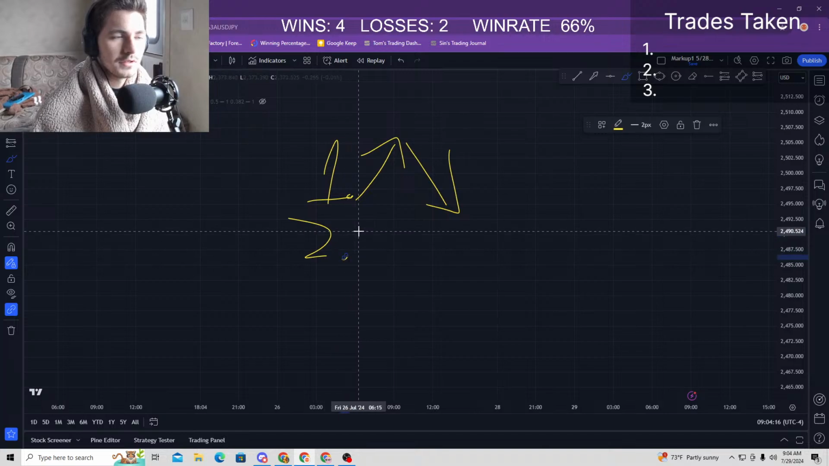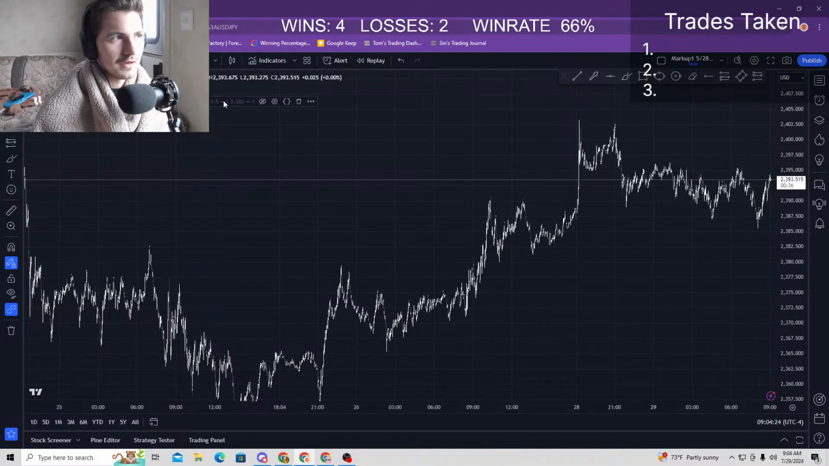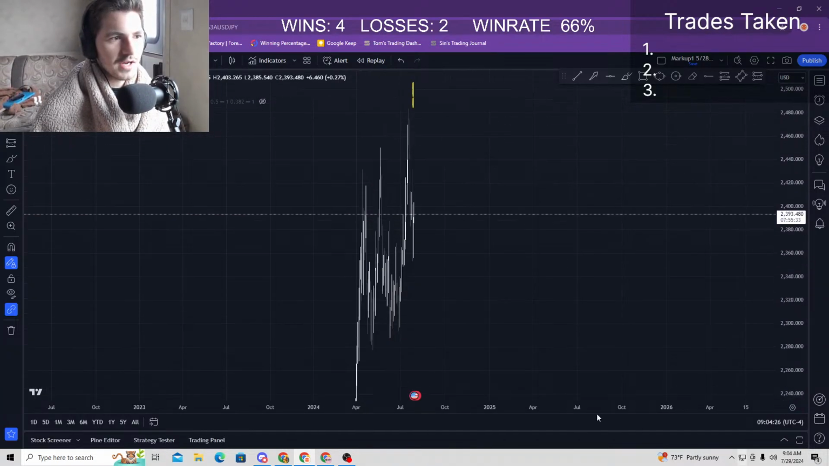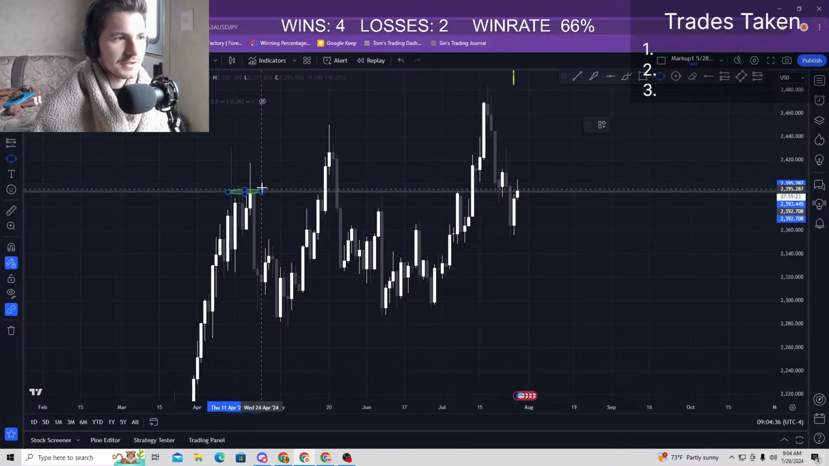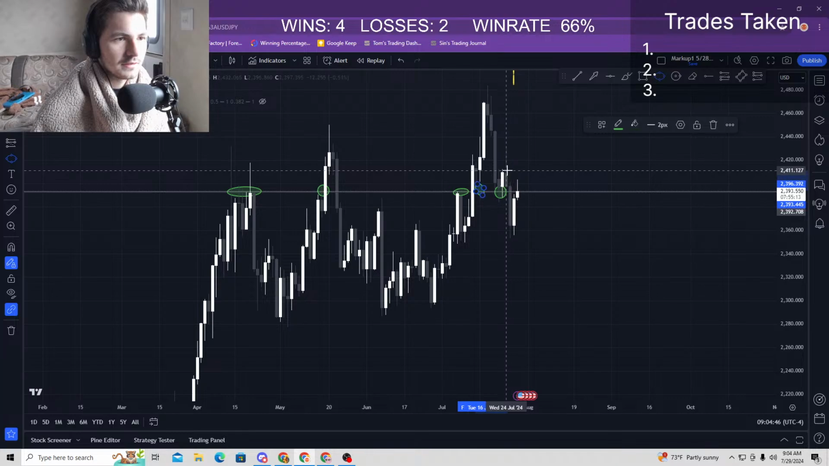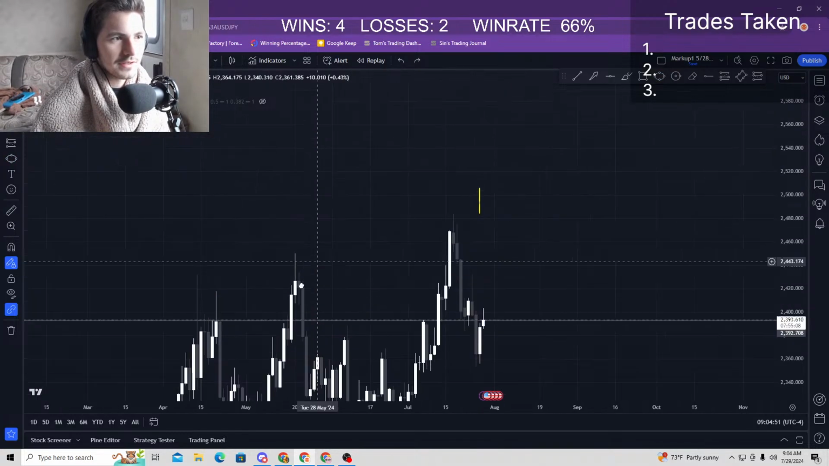Two, I'm looking for areas of interest. If you've been here a while, you know what an area of interest is. It's just a spot where you can expect price to react a lot. Like here, you can see tons and tons of reactions, from here to here, a little one here to here, some more right here. Even this little wick came down right here for liquidity. That's what an area of interest is.